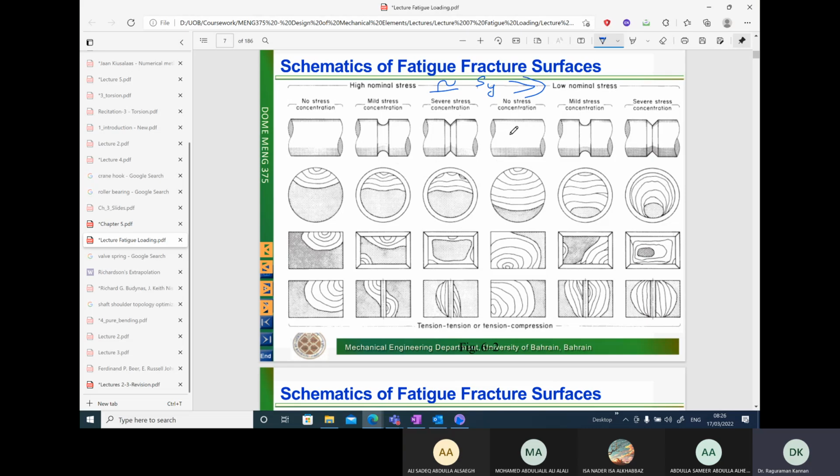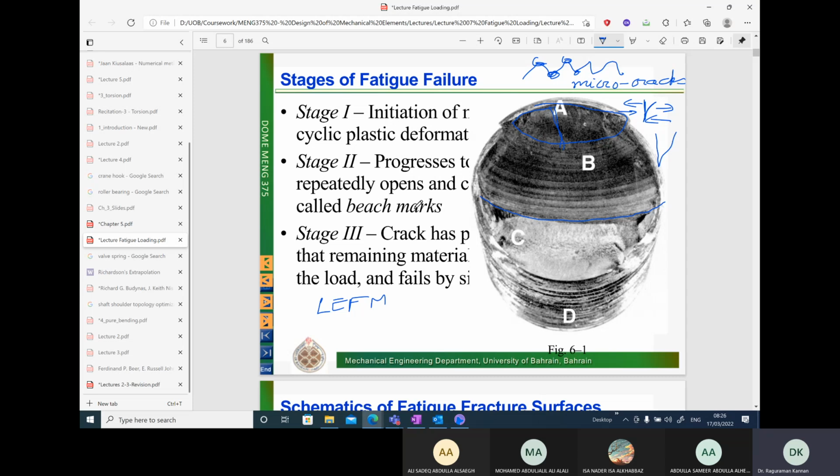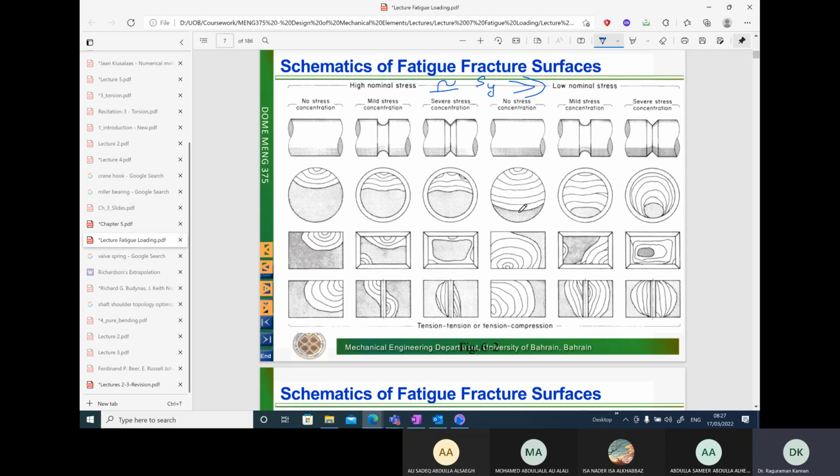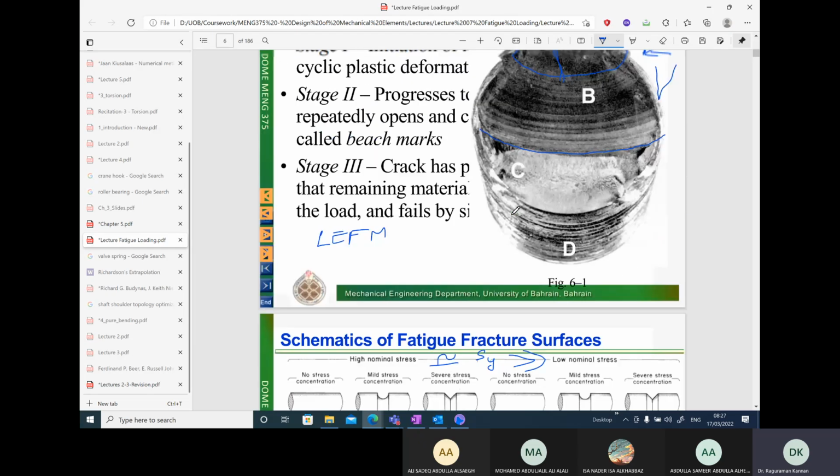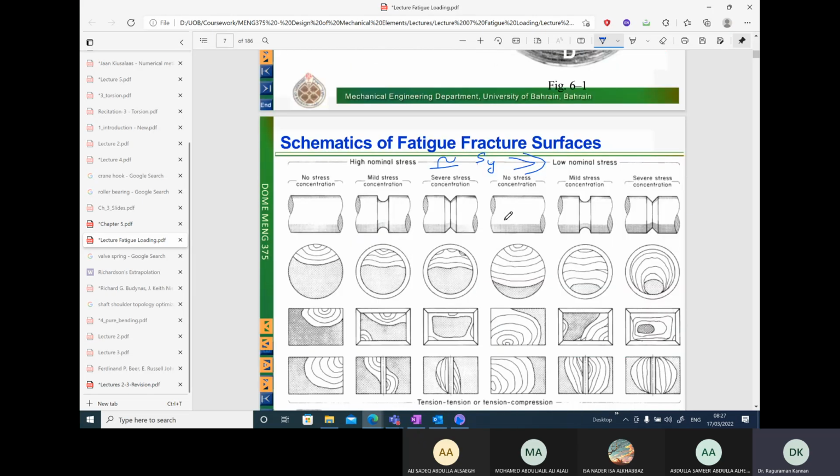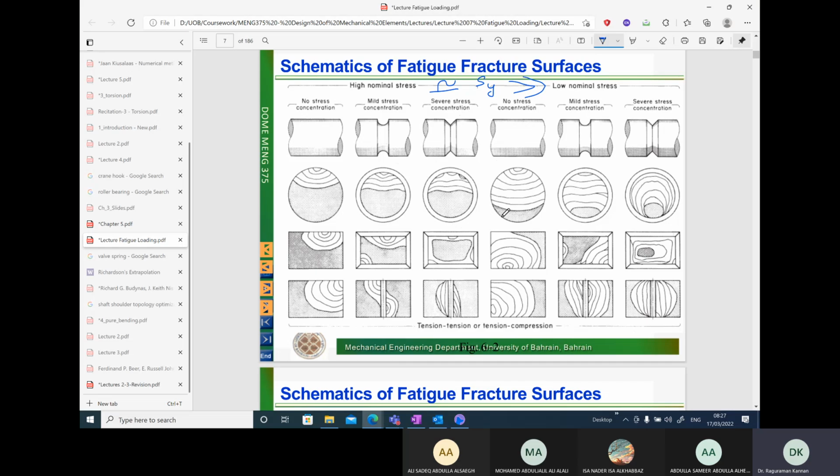Okay, so in the case of low nominal stress, we can see this is the A region where we have stage 1 initiation. We have a huge region where we have stage 2, the B region. And then we have a small region where the material cannot take the load and then fractures. If you compare with high nominal stress, we can see the region where we have the crack propagation is much smaller, and the brittle fracture takes place in this huge region.